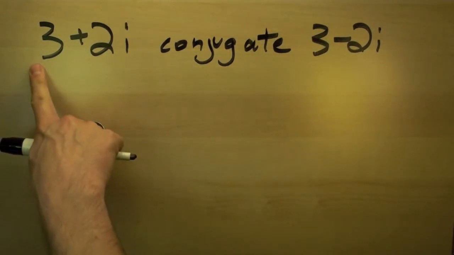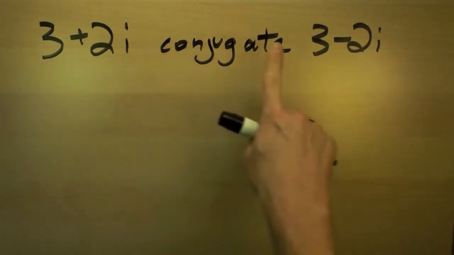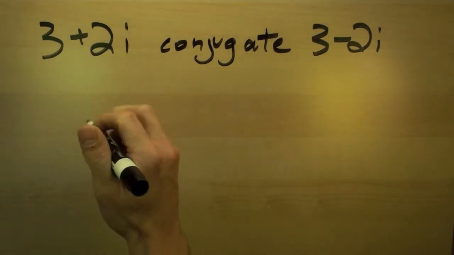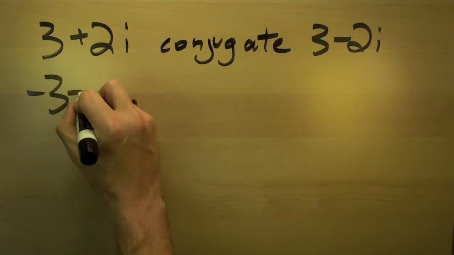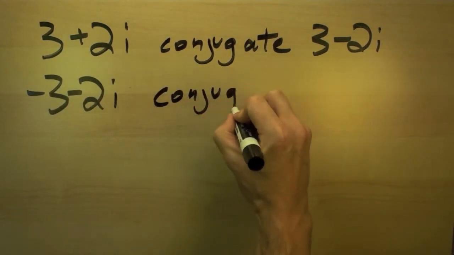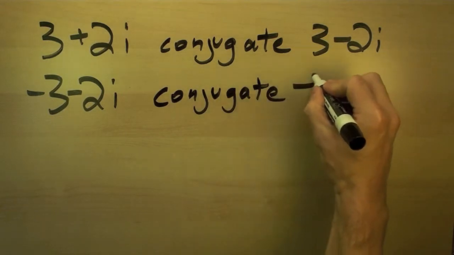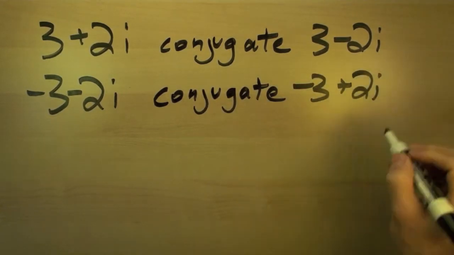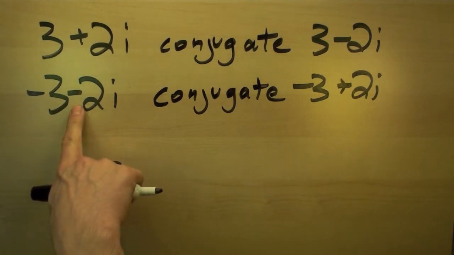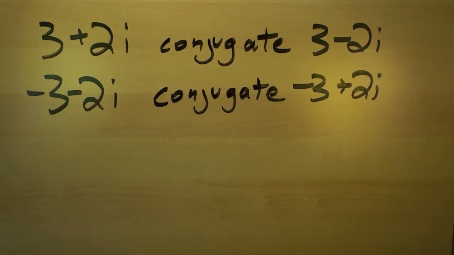We don't change the sign on the 3. We only change the sign in between the two terms. Likewise, negative 3 minus 2i would have conjugate negative 3 plus 2i. Right? Again, we don't change the sign on the real part. We only change the sign in between the real and imaginary part.